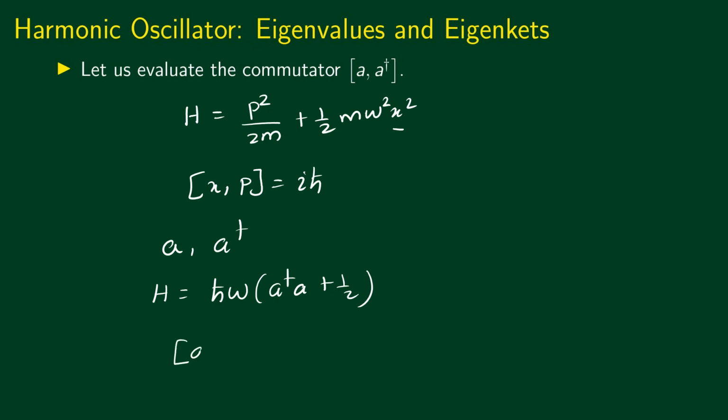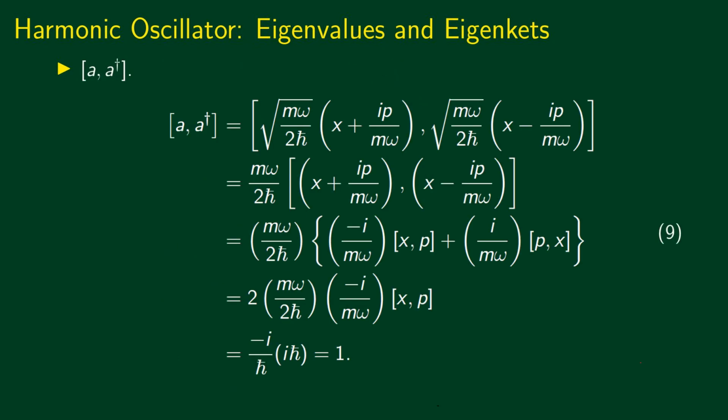So we need to find the commutator of A with A dagger. Since A and A dagger are specific combinations of X and P, we can find the commutator of A and A dagger from the commutator of X and P. So let's evaluate the commutator of A with A dagger. We just use the basic definition of A and A dagger.